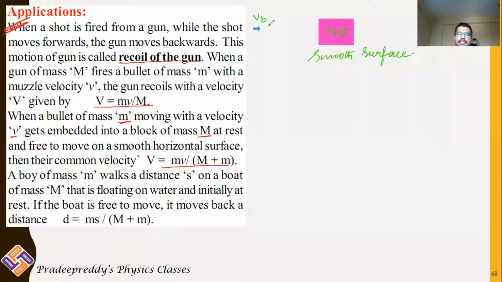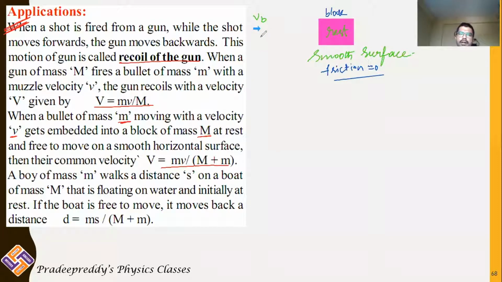Coming to the next application, we have a block. This block is at rest, resting on a smooth surface, because on a smooth surface friction is equal to 0. There is no opposing force. Frictional force is equal to 0, so the block is able to move smoothly, left or right. As there is no friction, it is able to move easily.